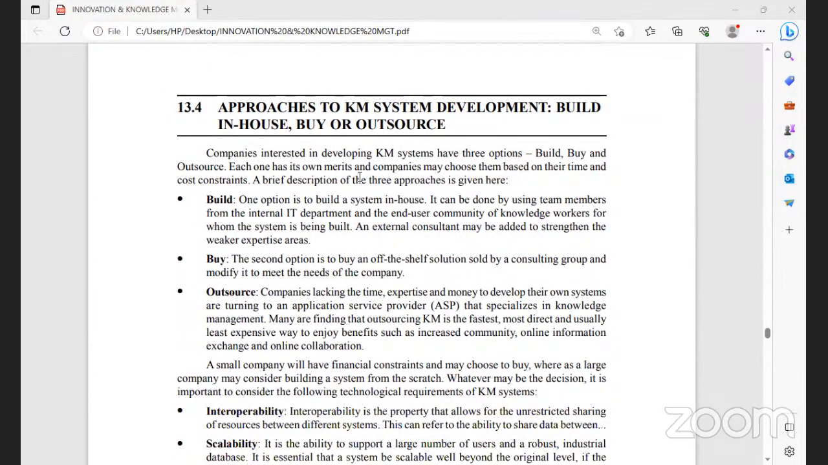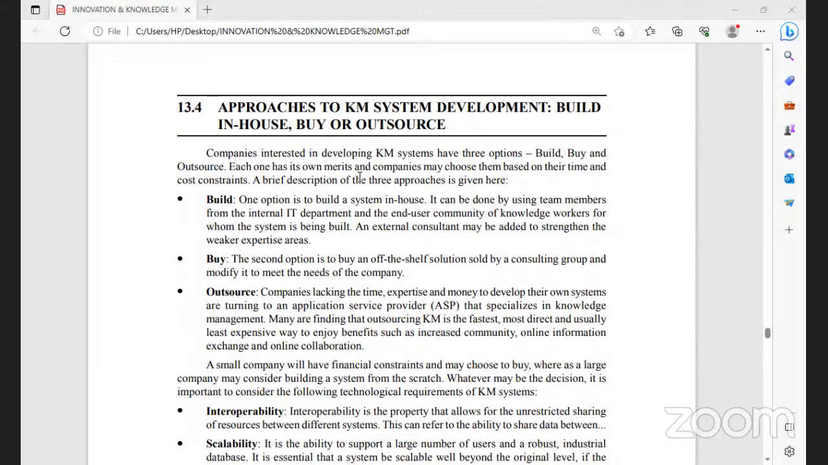Build. An option is to build a system in-house. It can be done by using team members from the internal IT department and the end user community of knowledge workers for whom the system is being built. An external consultant may be added to strengthen the weaker expertise areas. Means in the building mechanism, wherever the weaker area is, some value addition support will be given, particularly in IT department related activities. And the second option is buy.